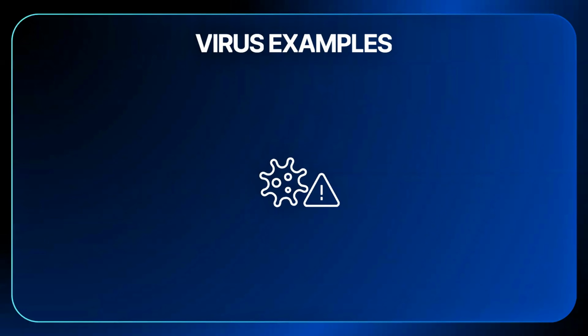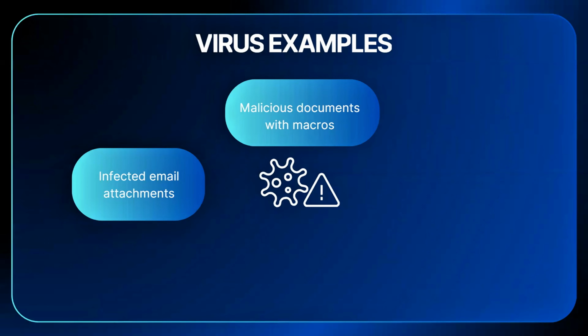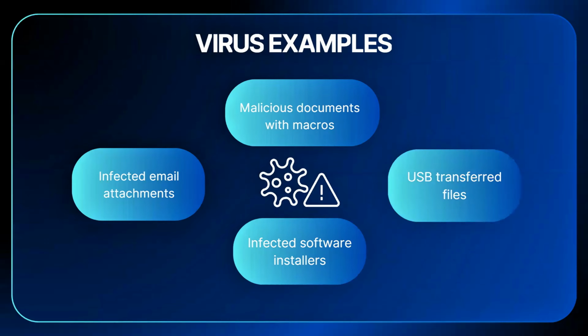Viruses often hide inside things people already trust. Email attachments that carry infected files. It could be a document with malicious macros enabled. It could be software installers containing hidden malware. And it could be a file transfer through USB devices.